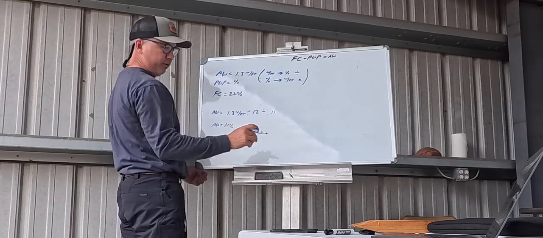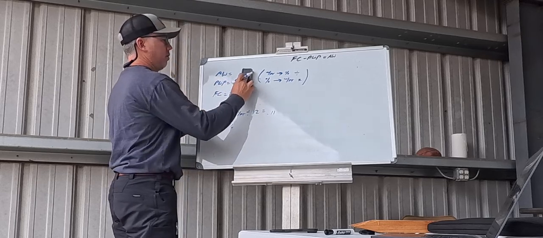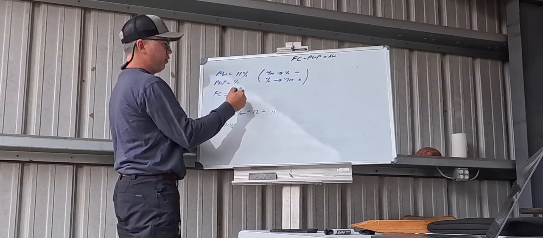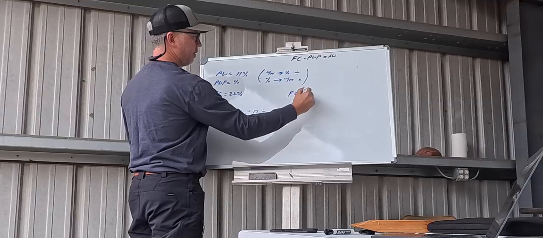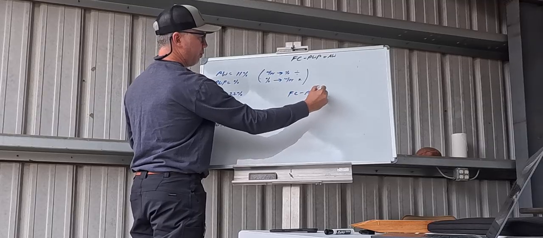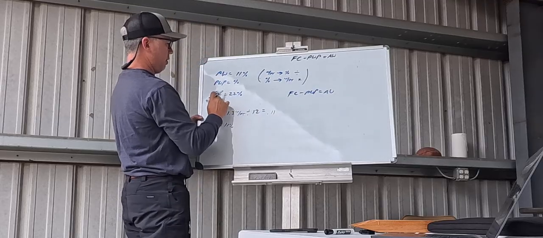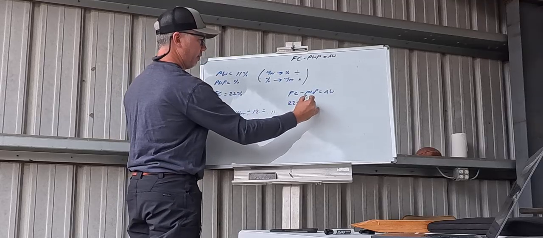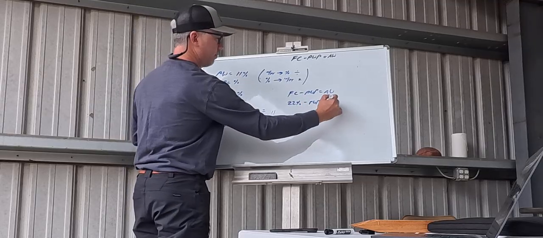So 0.11, which we know is 11%. So now we will change this to 11%, and now this will be easier to solve. We take our equation, FC minus PWP equals AW. We've got the FC already, so 22%. We're solving for the PWP, and we know that AW equals 11%.